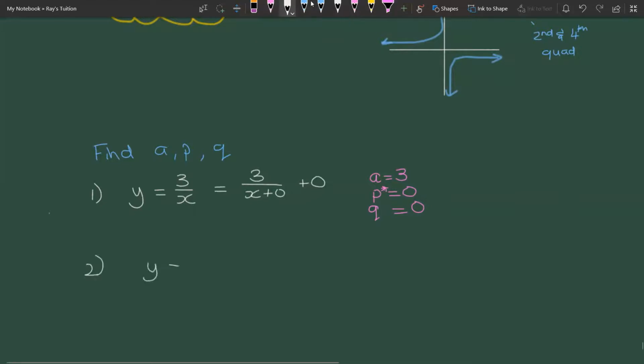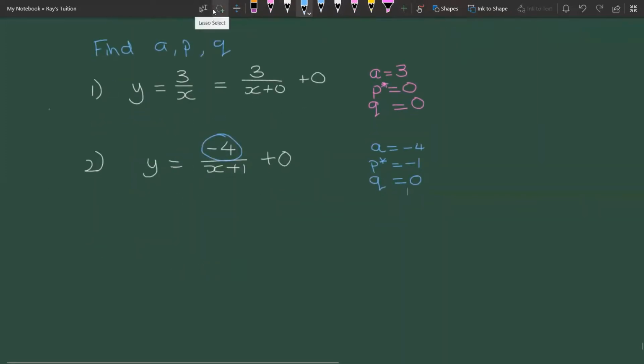Let us have a look at another one. So let's have a look at minus 4 over x plus 1. Once again, this here is missing the q, which you could write as just plus 0. So if there is nothing there, you can replace it with 0. So what is our p, a, and q value? So a is negative 4. That is the numerator. Our p star, we're going to change the sign. So it's 1 in the equation. So it's going to be negative 1 in the p star form.